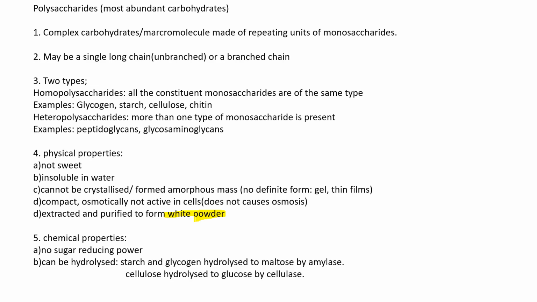Chemical properties: they have no sugar reducing properties, and can be hydrolyzed. Starch and glycogen are hydrolyzed to maltose by amylase. Then cellulose can be hydrolyzed to glucose by cellulase.